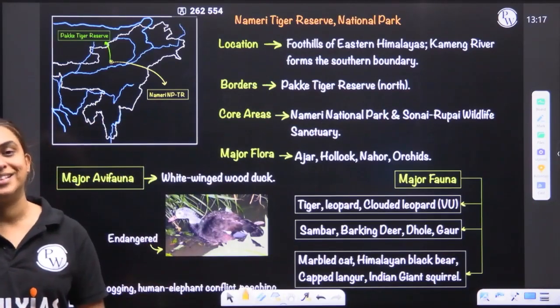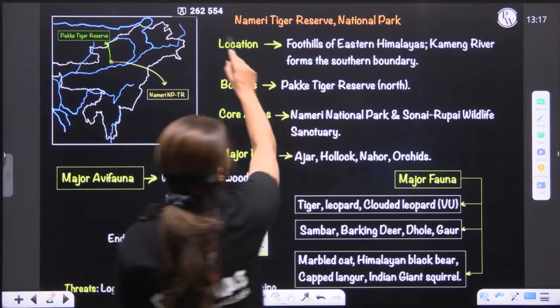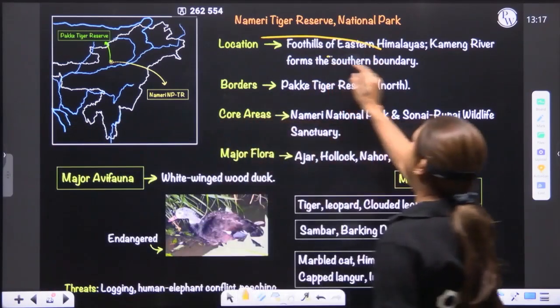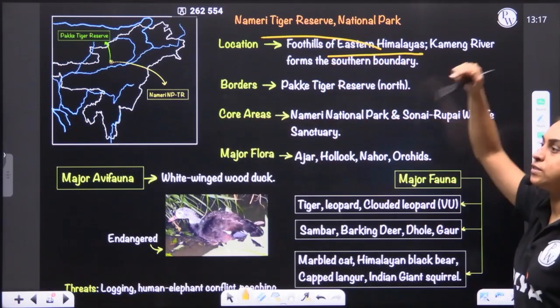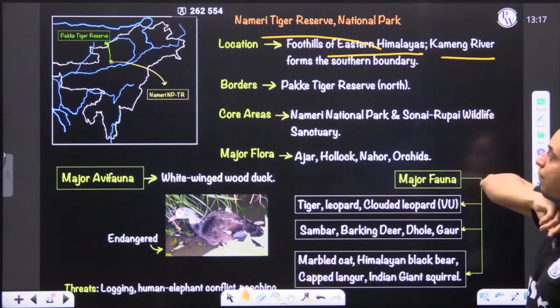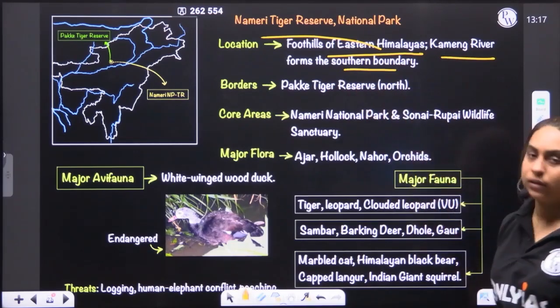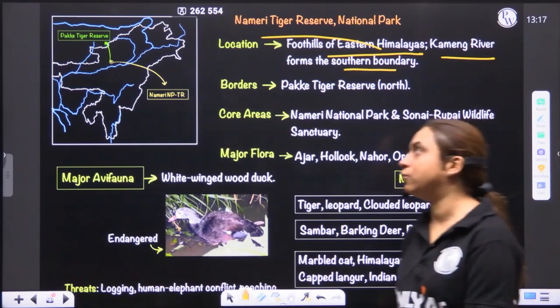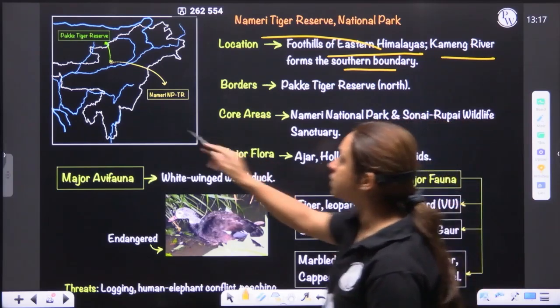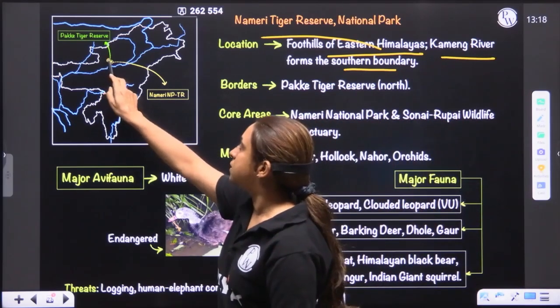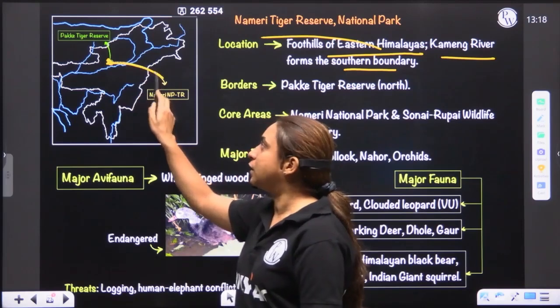Nameri, that is Nameri National Park. It is also at the Eastern Himalayas, the foothills of the Eastern Himalayas. This river is forming a boundary of it. This river is forming the boundary of this. You can see this is Nameri. This is the Nameri National Park.